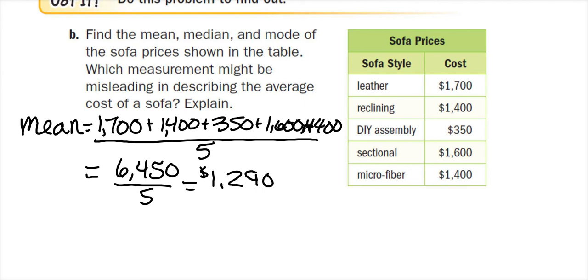Okay, so let's just stop and take a look real quick. Are most of them around $1,290? No, most of them are much more than that, right? Then you got the DIY, which is only $350. All right, so now we're going to find the median.